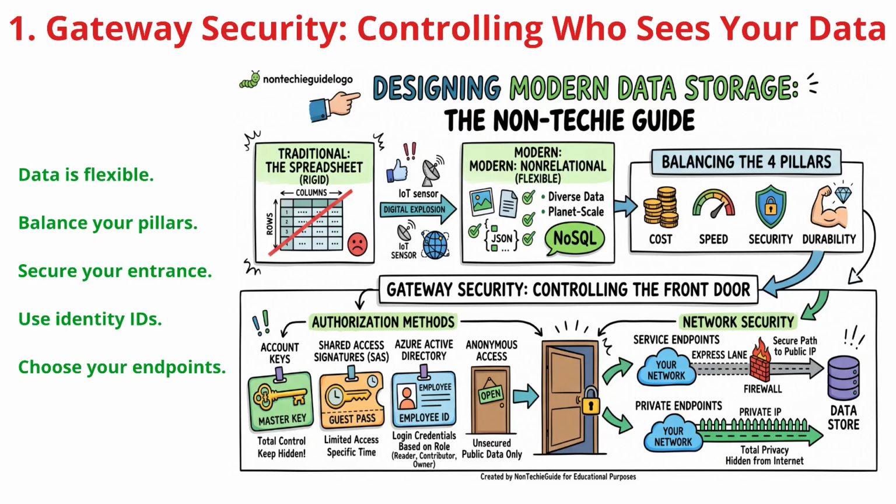Security starts at the front door. Controlling who gets in means choosing your identity card. From the total control of a master account key to a specific guest pass, or a secure corporate employee ID. Just don't leave the door wide open with anonymous access. Finally, you can choose where that access is granted. Opt for an express lane for secure public pathing, or go completely hidden from the internet with a total privacy private endpoint.